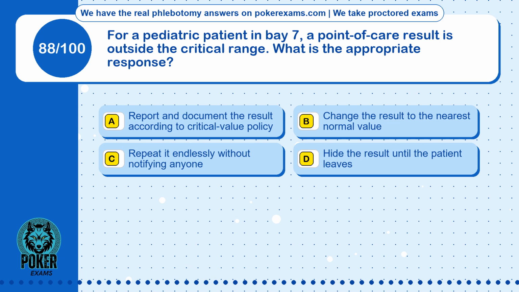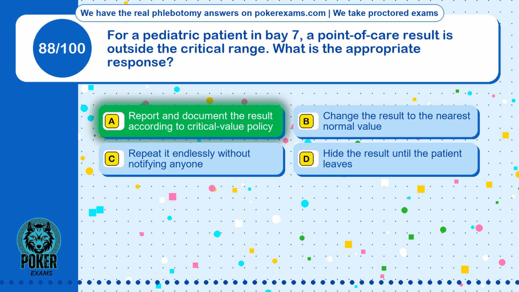Question 88. For a pediatric patient in Bay 7, a point-of-care result is outside the critical range. What is the appropriate response? Option A. Report and document the result according to critical value policy. Option B. Change the result to the nearest normal value. Option C. Repeat it endlessly without notifying anyone. Option D. Hide the result until the patient leaves.